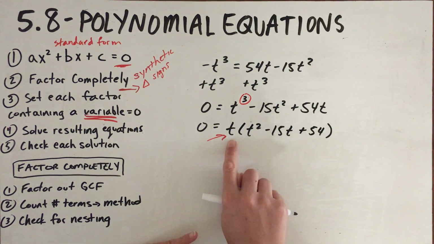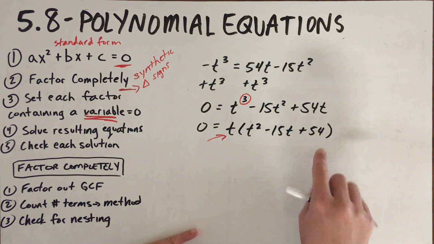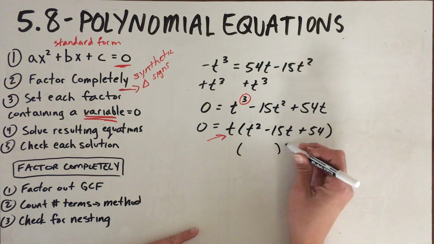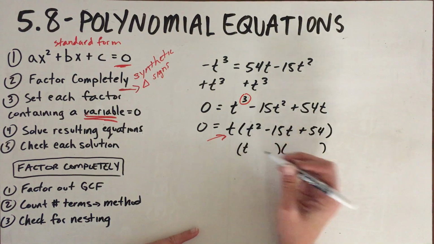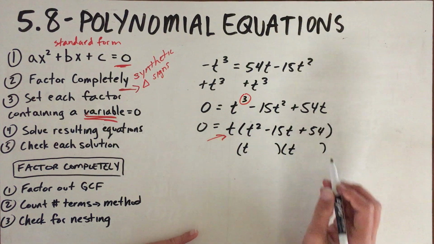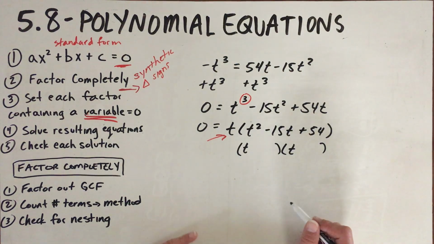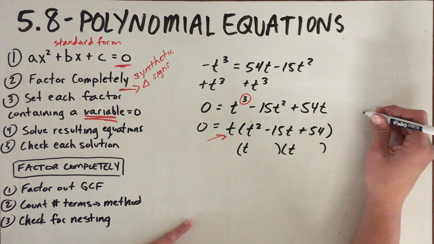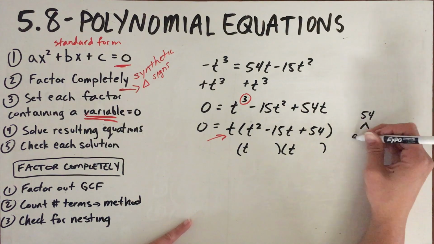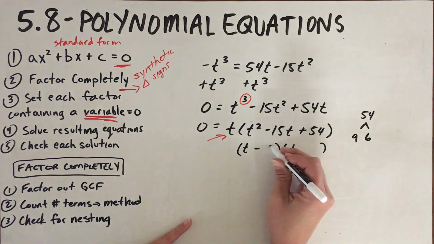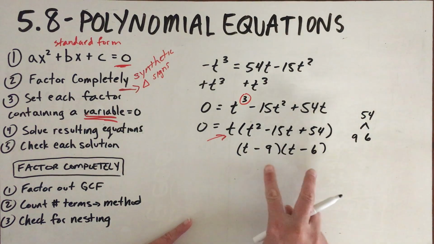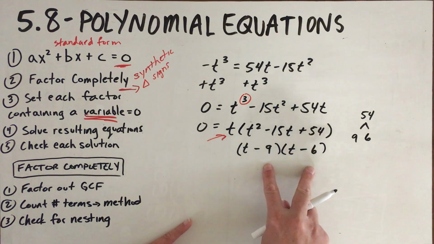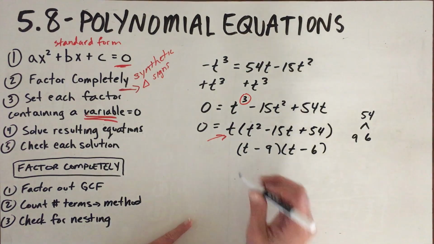All right, so I've factored out the GCF. I'm going to count the terms. It's a 3-term polynomial, and this is going to be another hippobutts. So I'm going to get t's here and 54. Factors of 54, we're going to get a 9 and a 6. So it's going to be a minus 9 and a minus 6. They multiply to a positive 54 and sum to a negative 15.